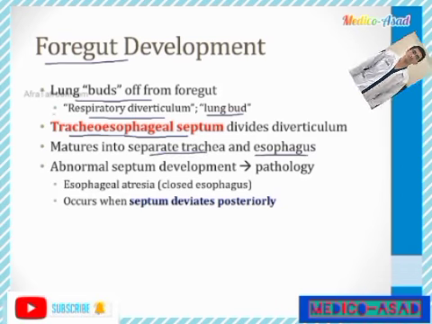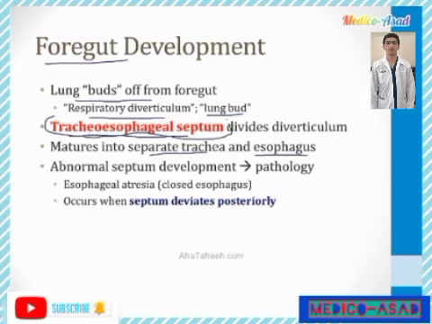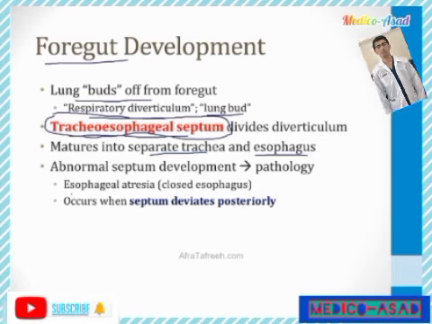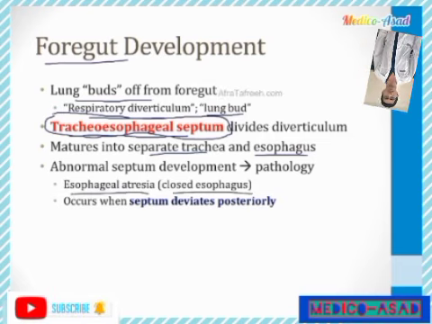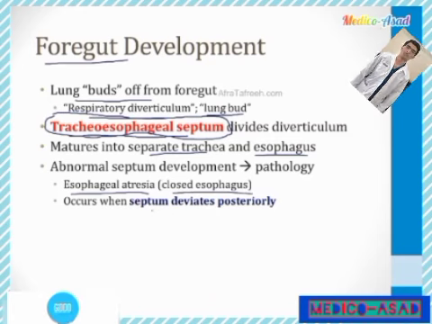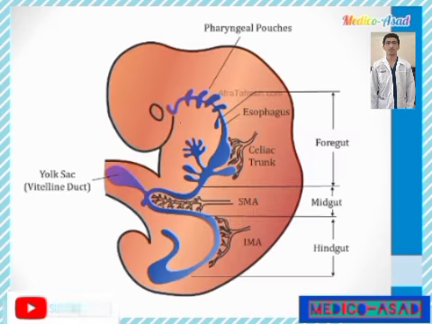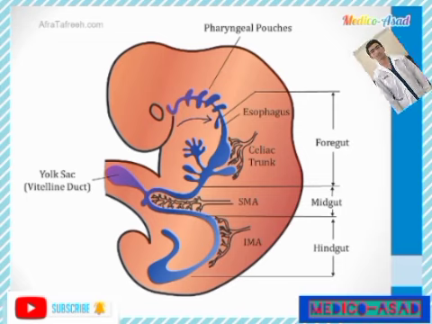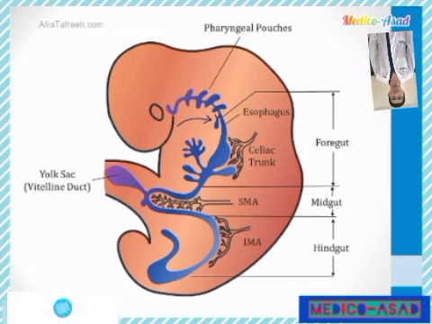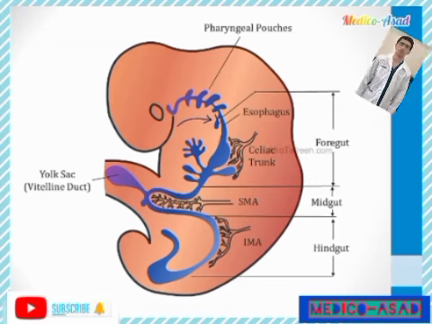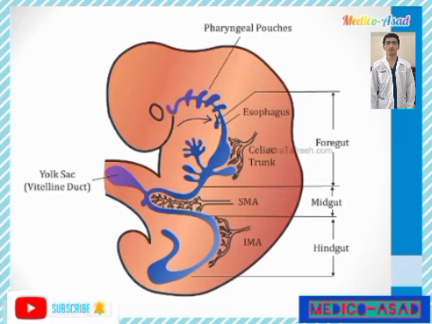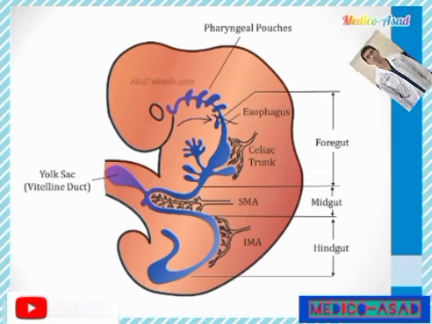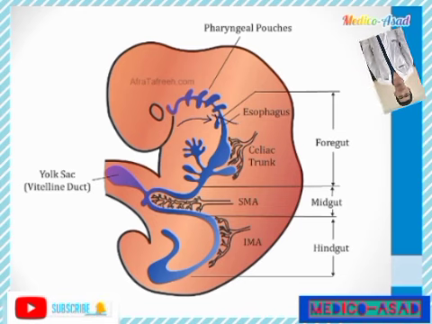If there is abnormal development of this tracheoesophageal septum, that leads to congenital pathology. And the most important pathology to know about is esophageal atresia. This is a closed esophagus, and this is what occurs when the septum deviates posteriorly. If we go back to this picture, shown right here is the lung budding off from the esophagus, and a septum needs to form between the lung and the esophagus to divide the two tubes into separate structures. If this septum deviates posteriorly, it will cut off the esophagus, and then the esophagus will end in a blind tube, and that's called esophageal atresia.